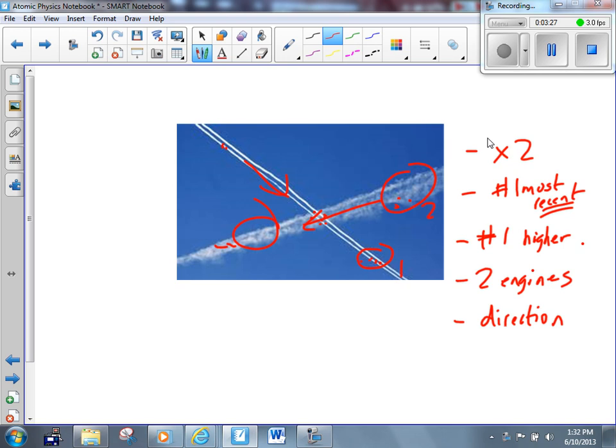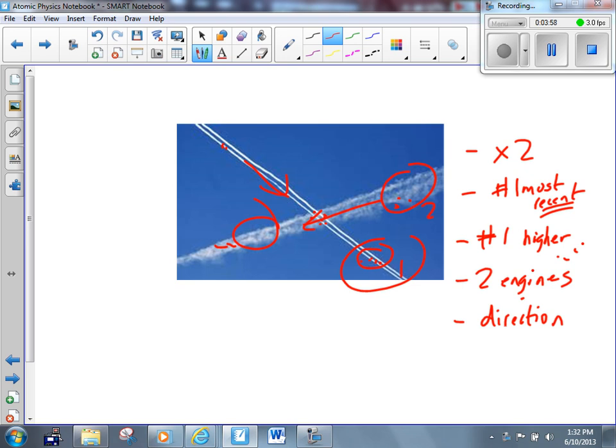So just by looking at this picture, I didn't mention to anybody what this was. I just said, tell me what you know about this picture. Somebody told me that it was 2 airplanes. Somebody told me that the first airplane flew by most recently. Somebody told me that number 1 looked to be higher up. Somebody told me that there was 2 engines in each of the airplanes. Somebody told me the direction they were going. One other thing we can tell, they didn't hit each other. They didn't collide. The condensation trail wouldn't look like this X, like the Scottish flag, if they had collided, right?